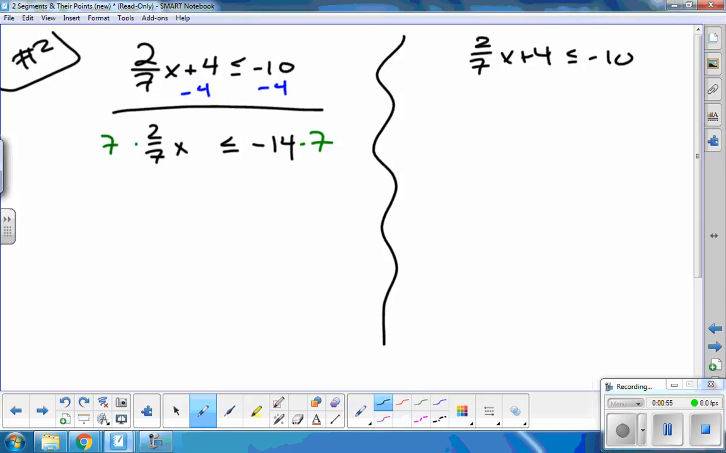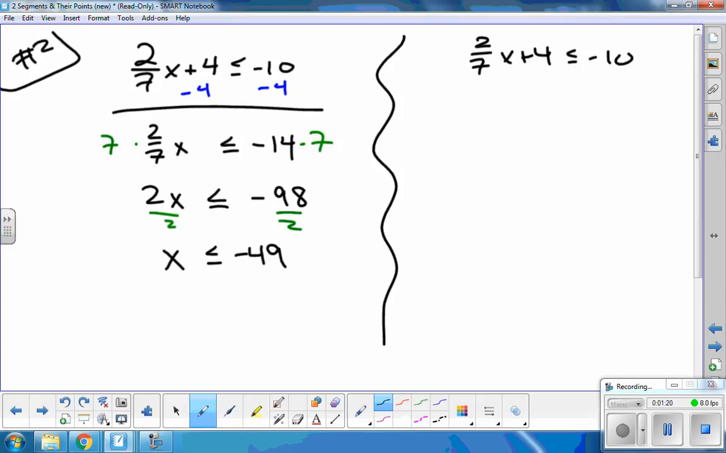And when I do that, 2/7 times 7, that's just going to give me 2x. I do not need to flip the sign because I multiplied by a positive, negative 98. And then I'm going to divide both sides by 2. So that's x. Again, I do not flip the sign because I'm dividing by a positive 2, negative 49.